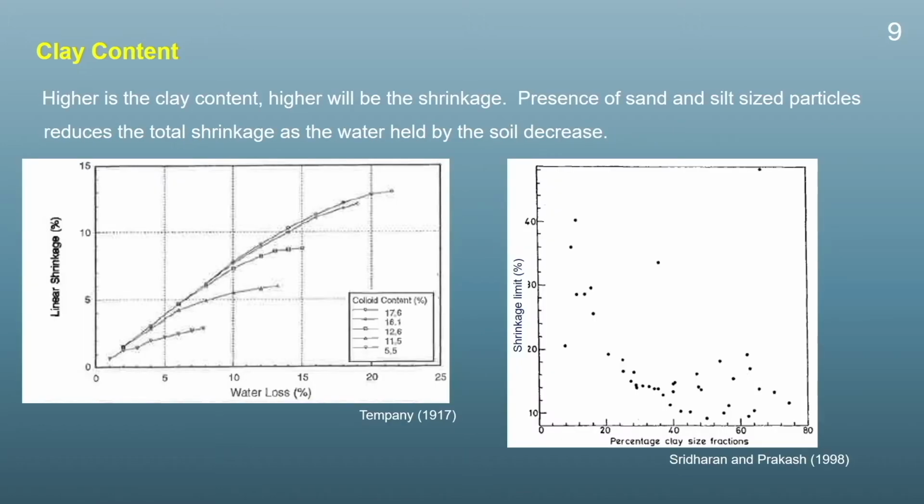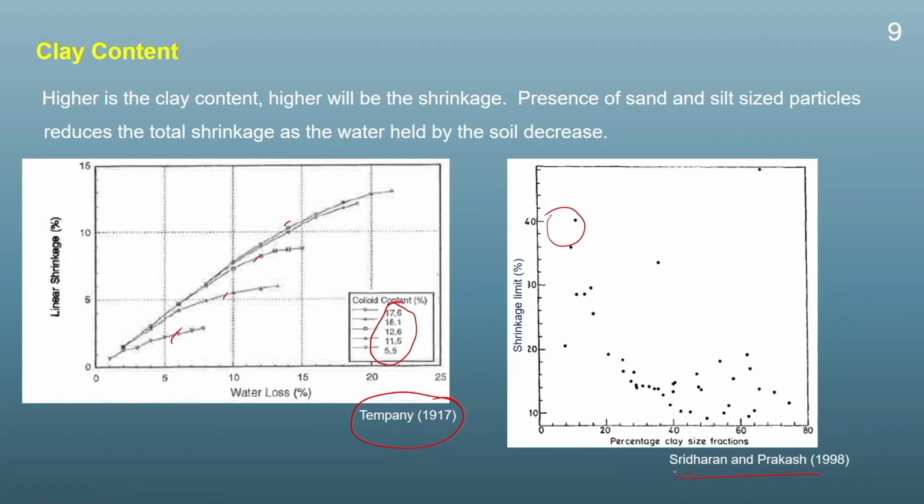Generally, the higher the clay content, the higher will be the shrinkage of the soil. Here you can see a research by Tempany in 1970 shows that for different types of soils containing different amounts of colloid content, that is clay content, the shrinkage curves are different. In fact, the shrinkage increases with increase in the colloid content.